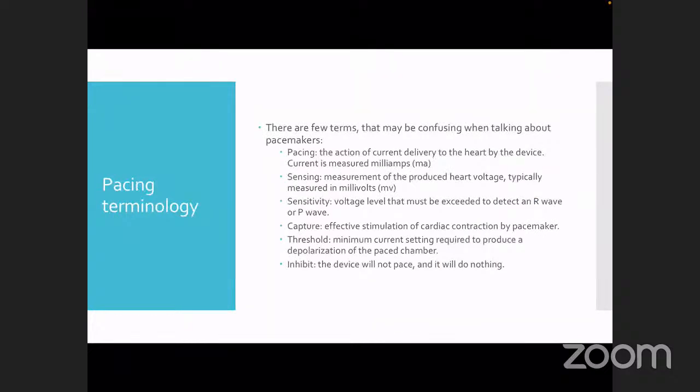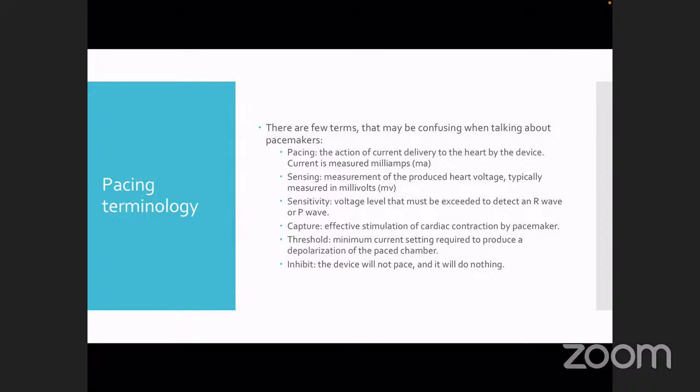There are a few terms that you need to know when dealing with pacemakers and terminology. Sometimes it can be confusing, especially if you take in your background physiology and even physics terms, and you try to understand pacemakers with it. Anyway, pacing is the action of current delivery to the heart by the device. And the current, as you all know, is measured in amps. Because the current utilized in pacemakers is generally very small, the unit that is utilized for pacing is milliamps.